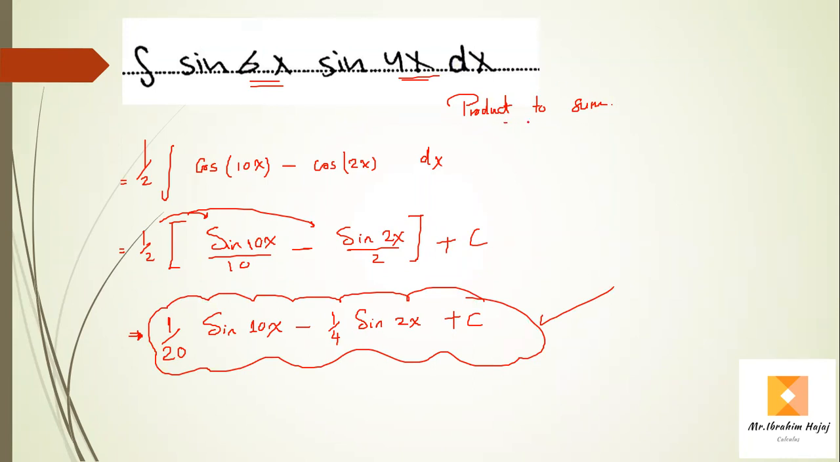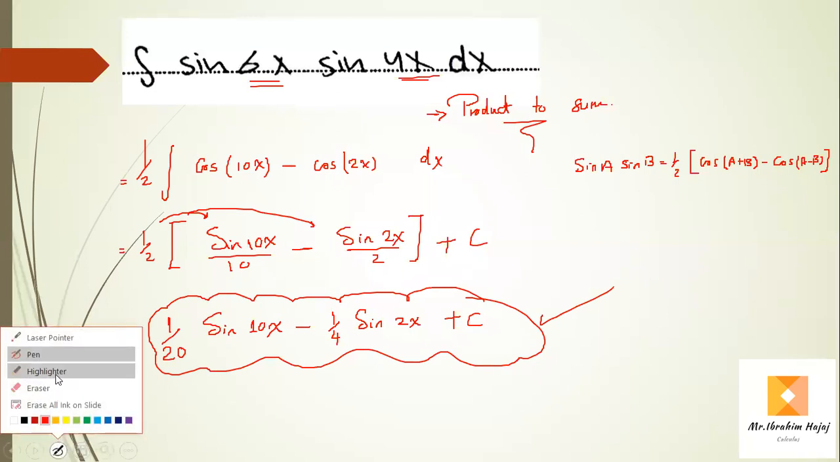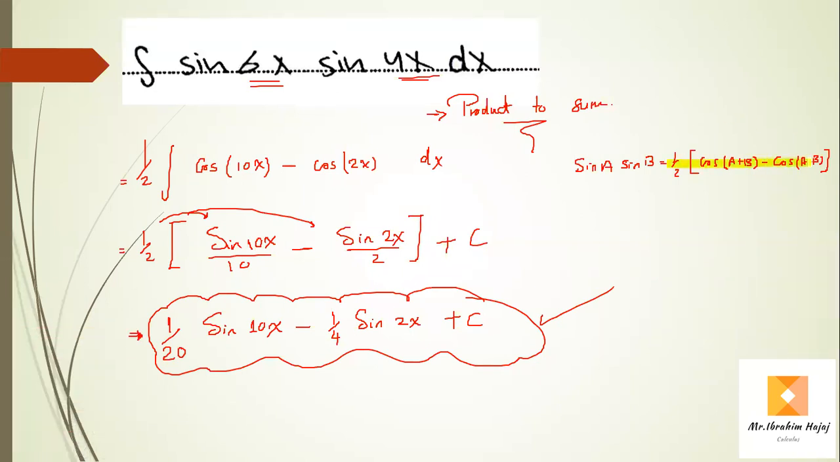Any question here? So you should change the product to sum. The identity we used is that sine A sine B is equal to 1/2 times cosine the sum of these two angles, A plus B, minus cosine the difference, A minus B. As for identities, no, you don't need to memorize them. You can print the identities out and just use them. Next question.